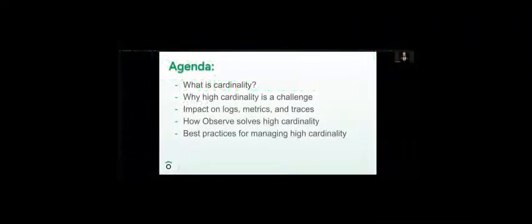So here's a quick overview of what we'll be covering. First, we'll start by defining what cardinality is and why it matters in observability. Then we'll dive into how cardinality affects different types of data, like logs, metrics, and traces. After that, we'll explore how Observe solves high cardinality problems effectively, and we'll follow that with a section on best practices for managing high cardinality in legacy platforms.